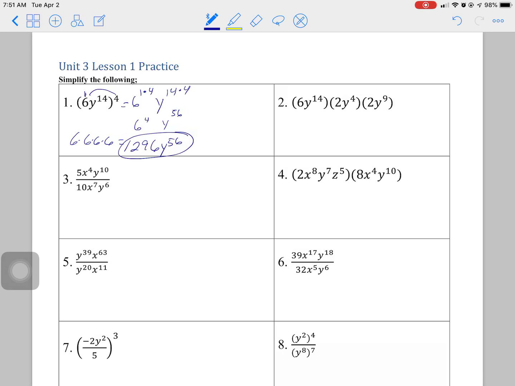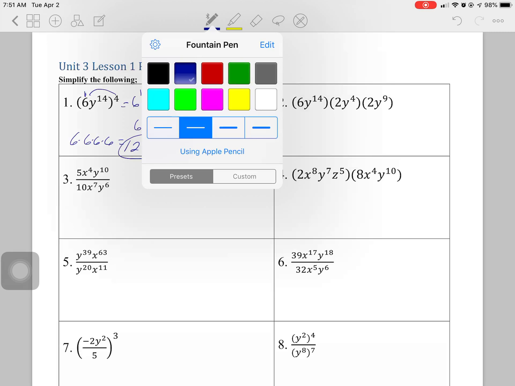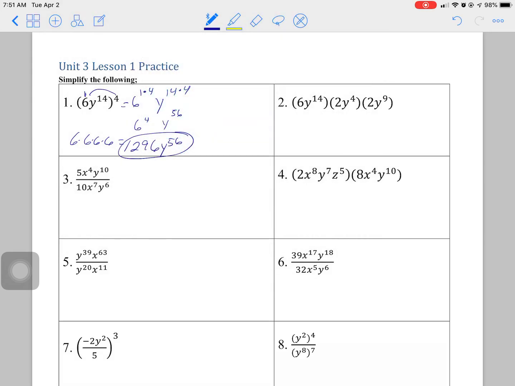This one, notice it has no exponents on the outside. Okay. So that means this is just 6 times 2 times 2. 12, 24, okay, and then y to the 14th plus 4 plus 9 is y to the 27th, so the final answer is 24, y to the 27th, okay.